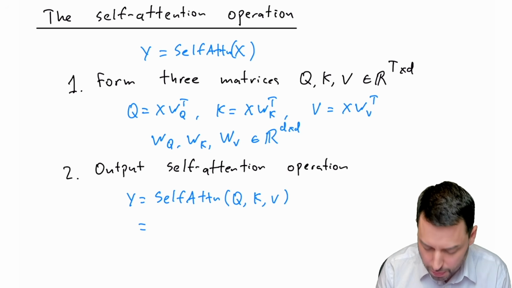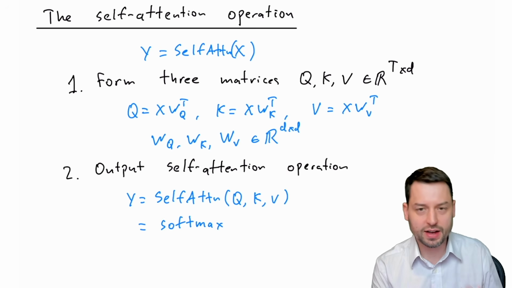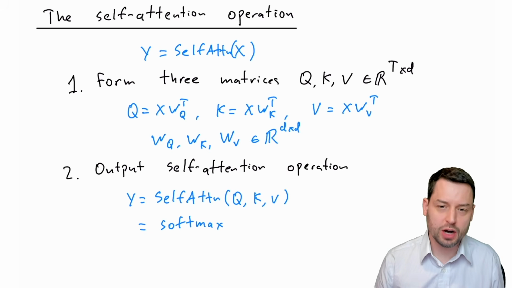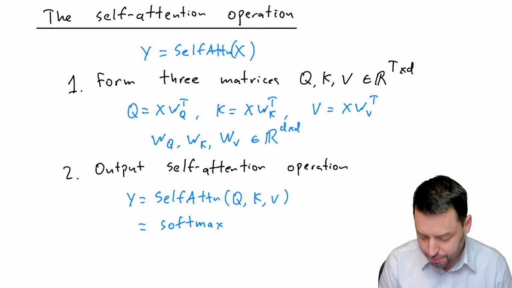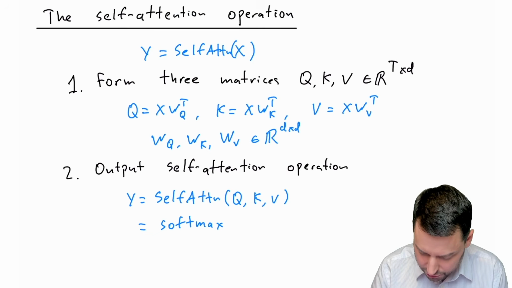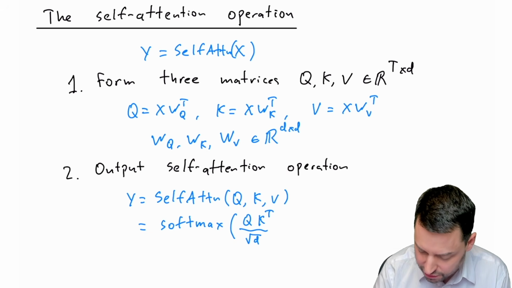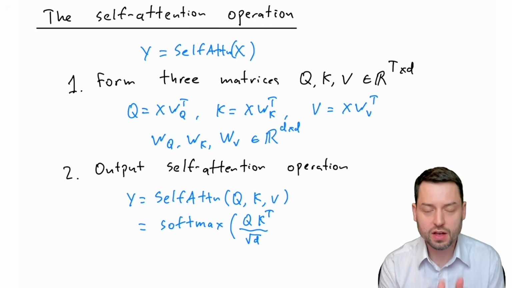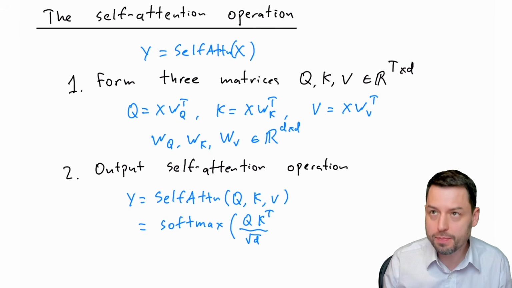It's going to be equal to the softmax. So I'll define what that is in a second again. Remember softmax, I'll recap what that is. Softmax is an operation that exponentiates the individual elements and then divides by their sum. But it's going to be the softmax of Q times K transpose over the square root of D. D here is just the number of columns in X, or equivalently in Q, K, and V.